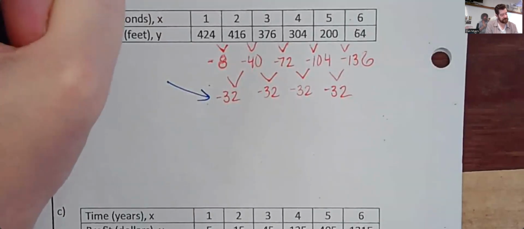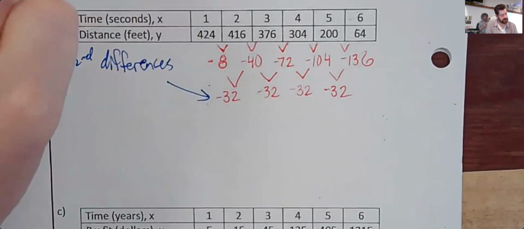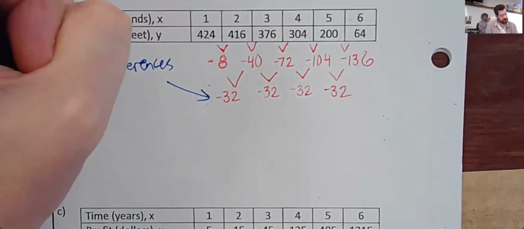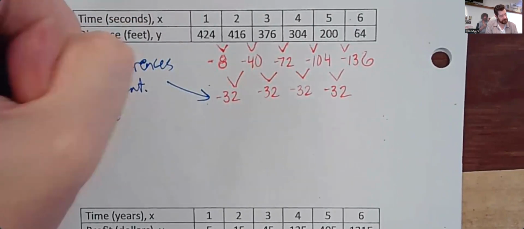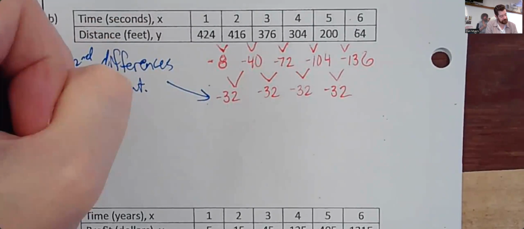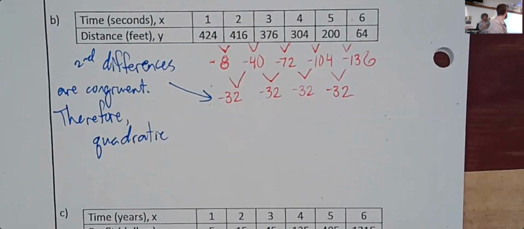So second differences are congruent. Therefore, quadratic. So this is a quadratic relationship. So first difference is linear, second difference is quadratic. If there were third differences, by the way, that would be the next level, which would be cubic, but we're not going to run into that, at least not right now.